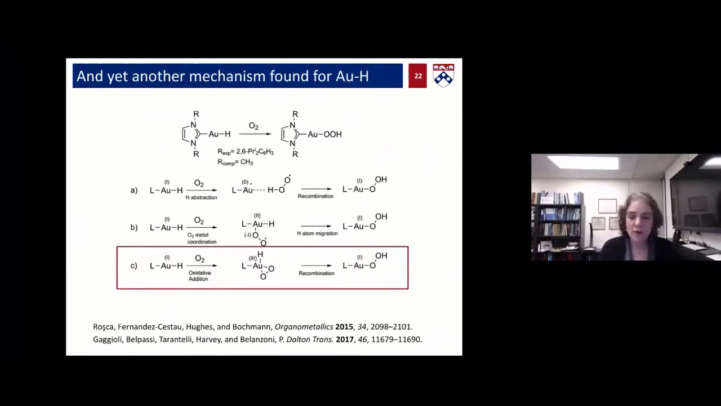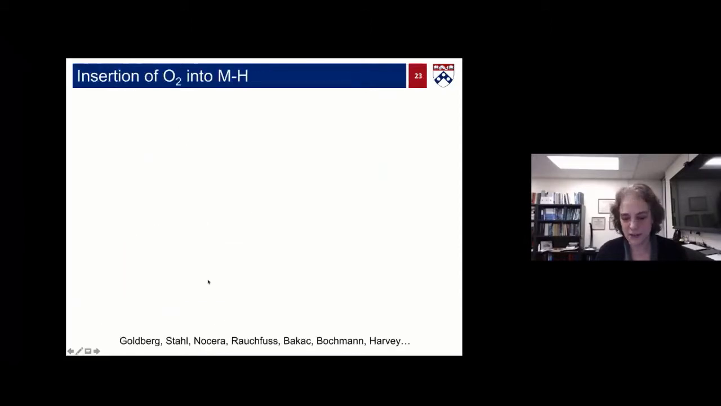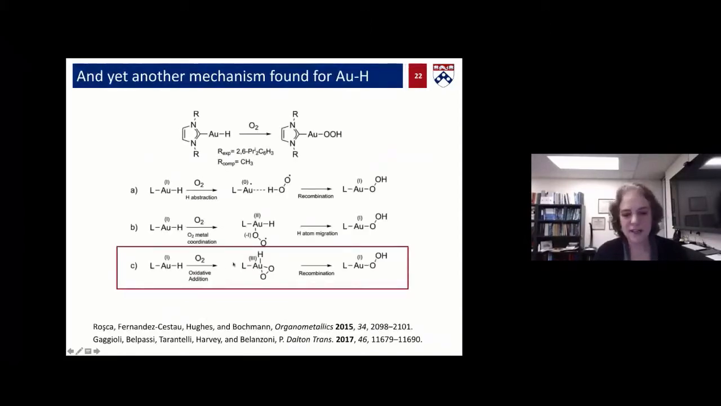Still one more mechanism has been seen now for gold hydrides. So this is Bachman's system, and then studied by Harvey, who considered these various different mechanisms, but settled on this third one, which involved an oxidative addition to form the gold-3, and then migration to the peroxo to form the product in a recombination step.